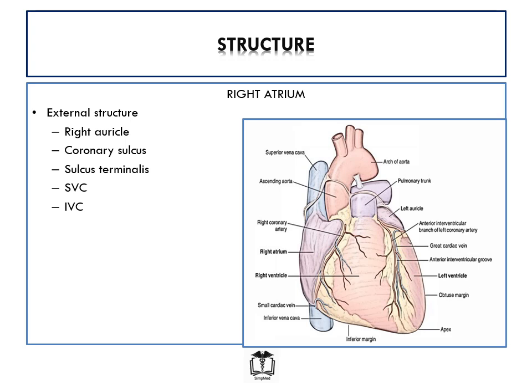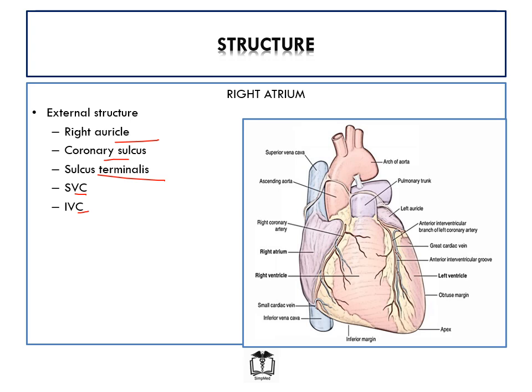Starting with the right atrium, there are five major external structures that tend to form the right atrium. This includes the right auricle, the coronary sulcus, the sulcus terminalis, the superior vena cava, and then the inferior vena cava. So what are each of the structures and how do we identify them? Starting with the right auricle.